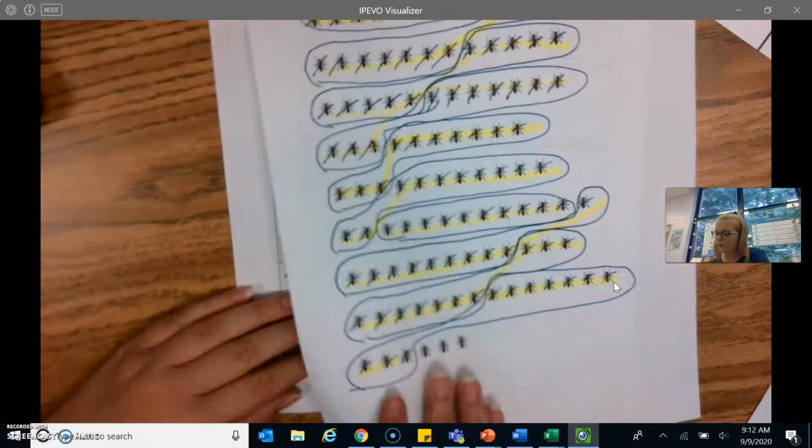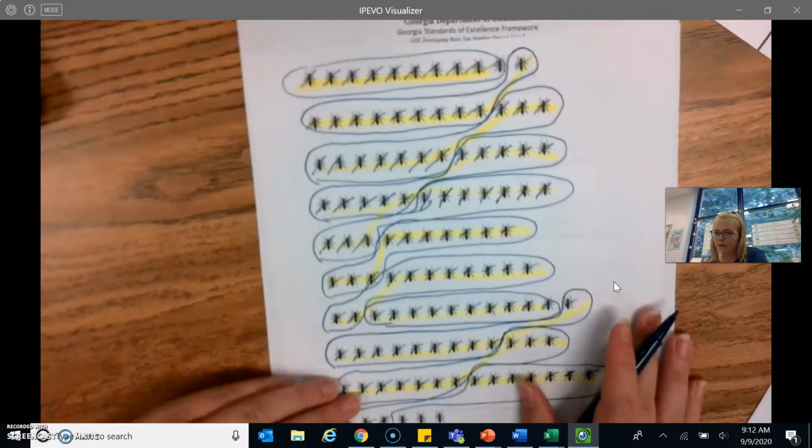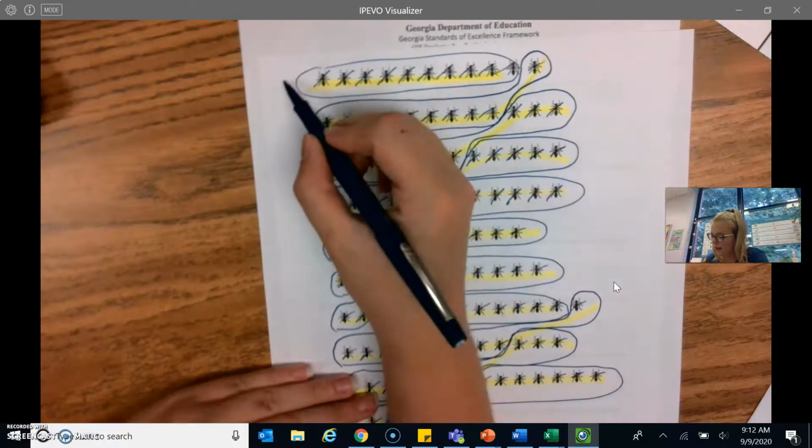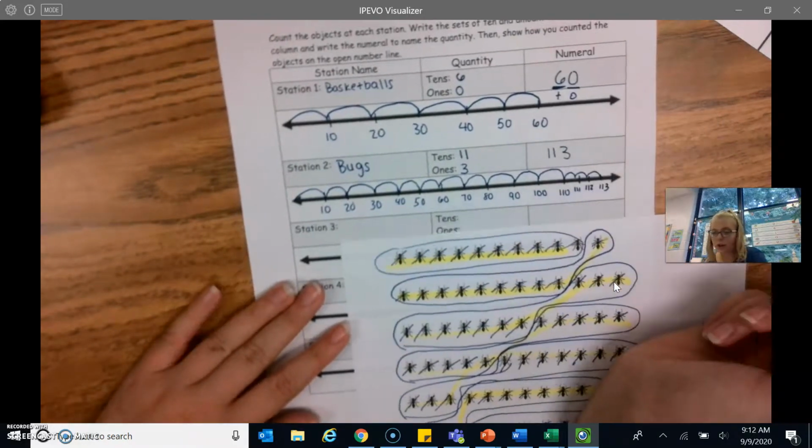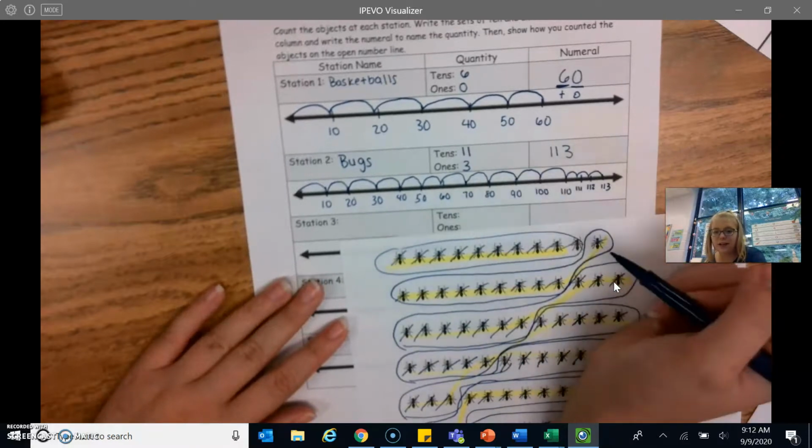Alright, so you see what I did? I circled all my groups of tens. I saw I had 11 groups of tens and 3 ones. It's number 113. And then I did my number line.